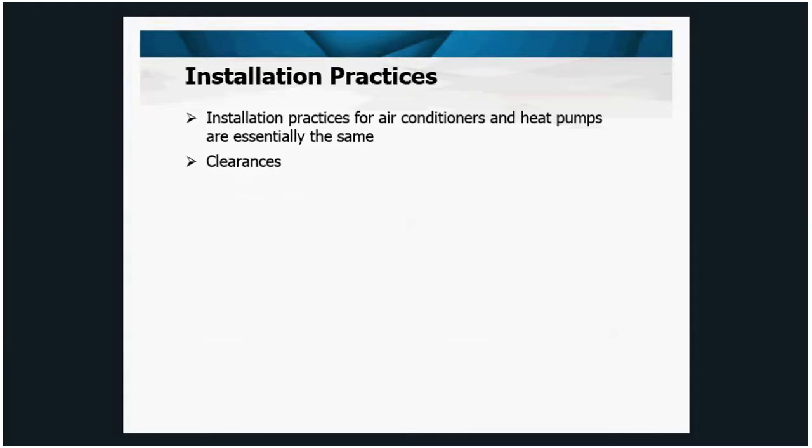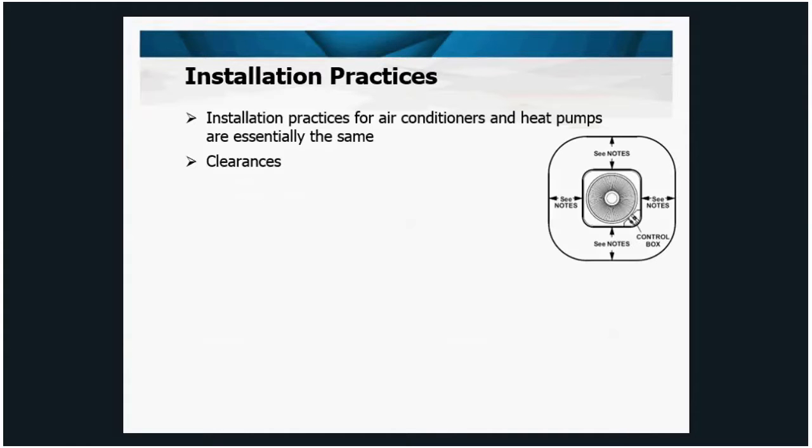The first thing we need to talk about is clearances. The main thing we need to keep in mind on clearance is the side of the unit that has the control panel where we actually have to service the unit. You have to have at least 30 inches to that side of the equipment. To the coils, the coil inlet, you have to maintain at least 12 inches. So you can't put it any closer than 12 inches to a wall or some other obstruction.